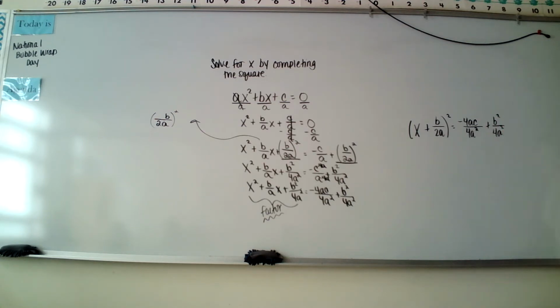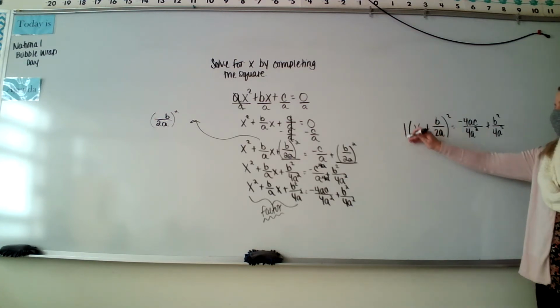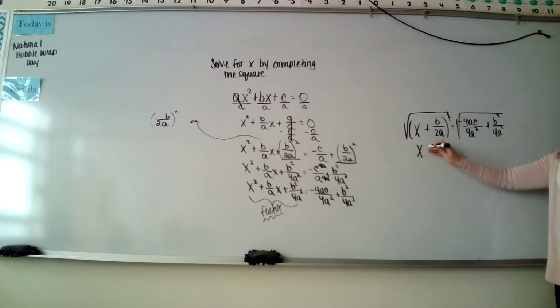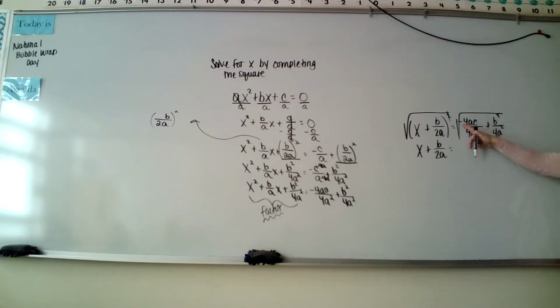All right, so now here comes the fun part. We're going to actually start to see something happening. We're going to take the square root of each side. I get x plus b over 2a equals. I'm just going to flip these so it looks nice, because the quadratic formula is b squared minus 4ac. So I'm going to write it as plus or minus the square root of b squared over 4a squared. I'm just flipping the order so it looks nice for our quadratic formula.